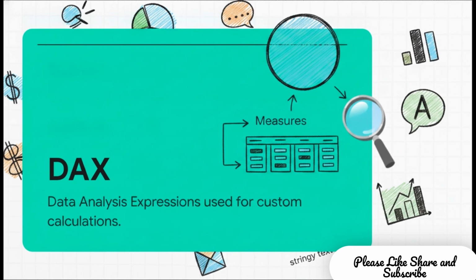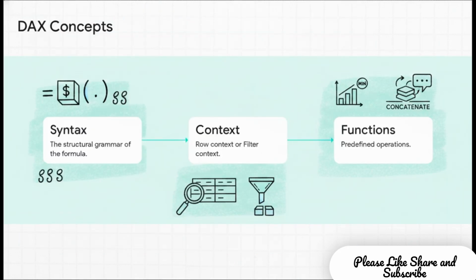You evaluate DAX in two main ways, through measures, which operate on aggregate values and don't belong to a specific table, and calculated columns, which evaluate your data row by row to physically extend a table. Let's break down how DAX actually works using 3 fundamental concepts. First up is syntax, which is really just the structural grammar of the formula, like typing total sales equals sum.